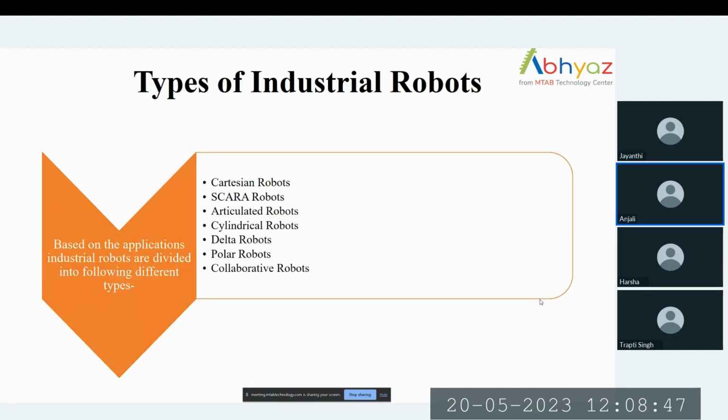Now, there are different types of industrial robots used in the industry, based on their applications. You can see there are Cartesian robots, SCARA robots, articulated robots, delta robots, cylindrical, polar, and cobots.